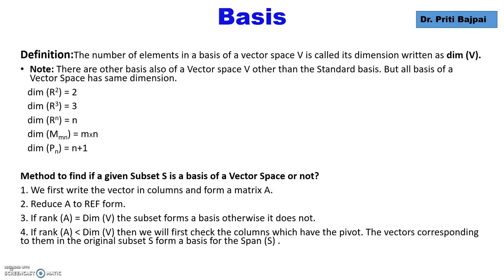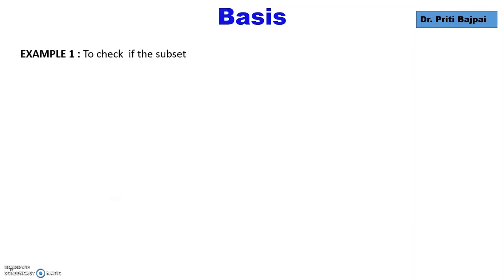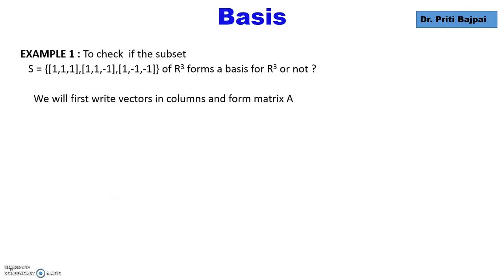What if the rank of A is less than the dimension of V? Then we will first check which are the columns which have the pivot. The vectors corresponding to them in the original subset form a basis. But note, they form a basis for the span of S, not for the vector space. We will now do some examples.